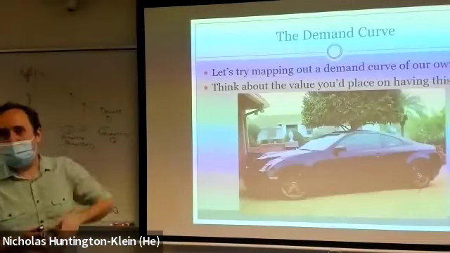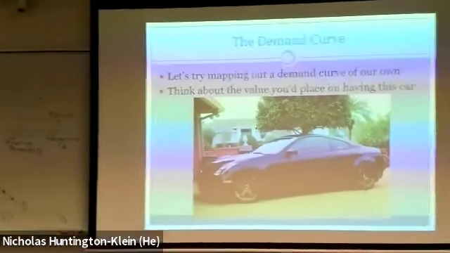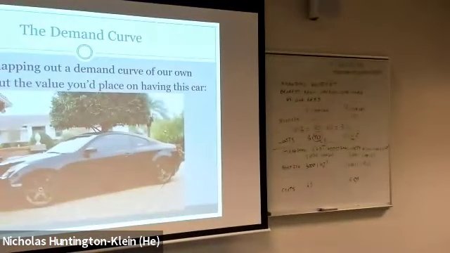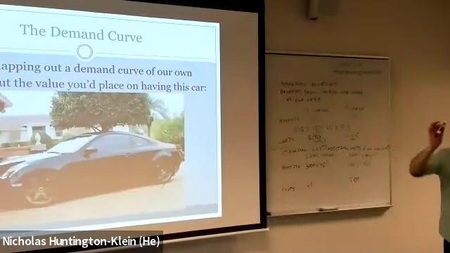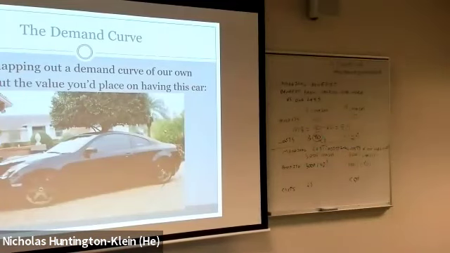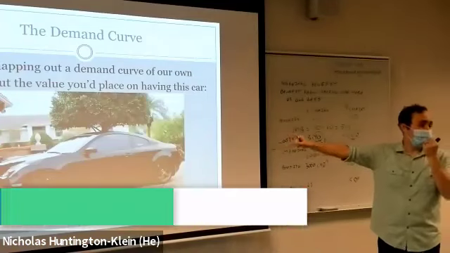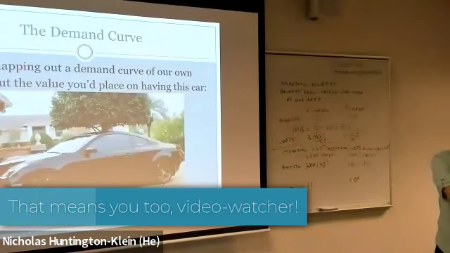Okay, let's try mapping out our own demand curve. So this is a picture of a car. I took it off the internet long enough ago that I do not remember what kind of car it is, but it looks pretty nice. So what I'd like you to think is, what's your reservation price for this car? What's the highest price at which you would say, yes, I'll buy this car? But remember, it doesn't have to have anything to do with how much you expect this car would actually sell for in the market. It's how much would you enjoy owning this car? So think about a number, write down a number.